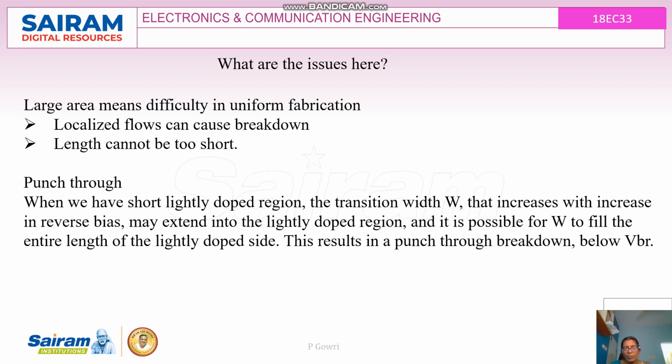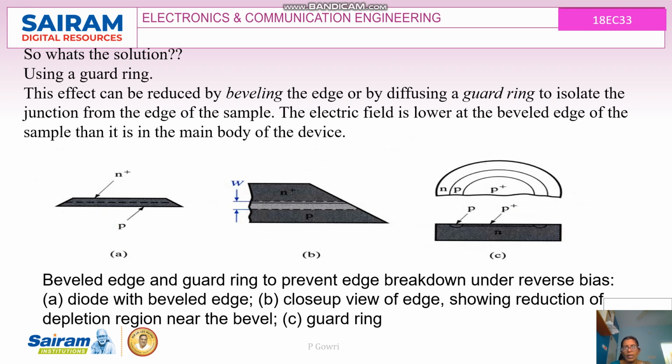When we have a short lightly doped region, the transition width W increases with increase in reverse bias, and that may extend through the lightly doped region and touch the edge of the region, which results in punch through. To avoid this we use a guard ring. The effect can be reduced by beveling the edge or by diffusing a guard ring to isolate the junction from the edge of the sample. The electric field is lower at the beveled edge of the sample than at the main body of the device. That is, I try to replace the lightly doped region near the edges with a heavily doped region. So this may reduce my punch through effect.